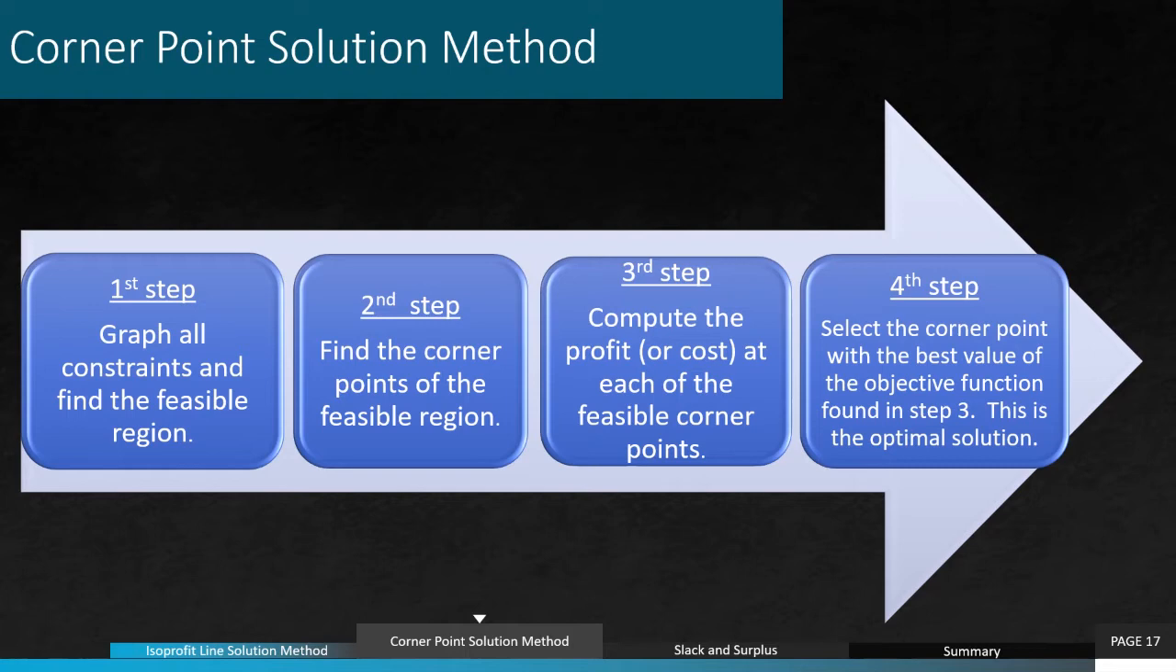So first is to graph all constraints and find the feasible region. Then find the corner points of the feasible region. Third is to compute the profit or cost at each of the feasible corner points. And fourth is to select the corner point with the best value of the objective function found in step 3.